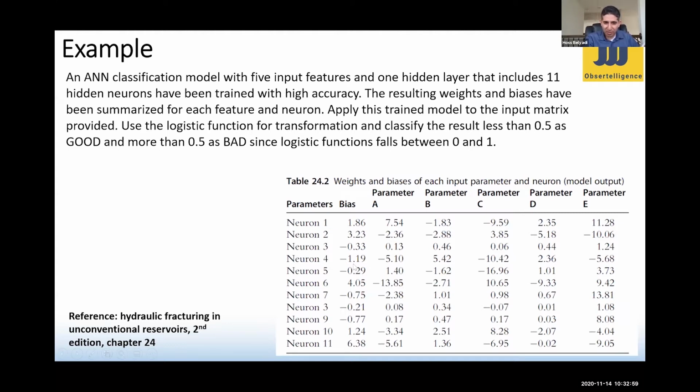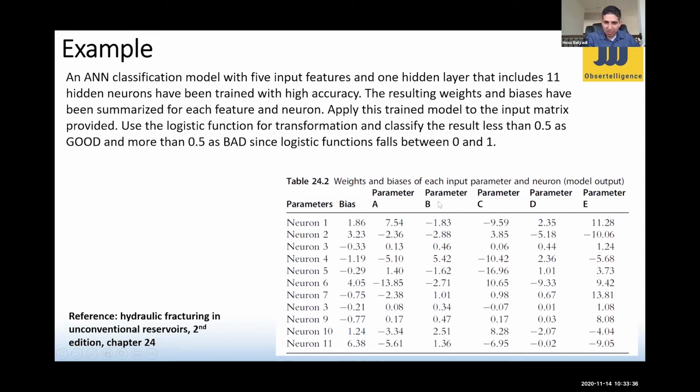Now let's talk about bias. So this is the bias term. As I said, the bias term allows the activation function to move to the left or right. That was the whole point of the bias. So from your trained artificial neural network machine learning model, you also get a bias associated with each neuron, right here. So neuron 1 has a bias of 1.86. Neuron 5 has a bias of minus 0.29. Neuron 11 has a bias of 6.38.